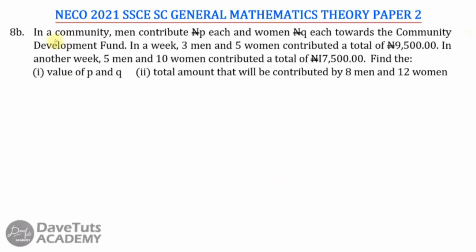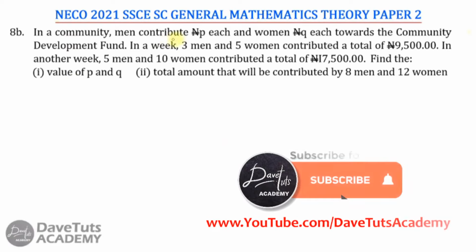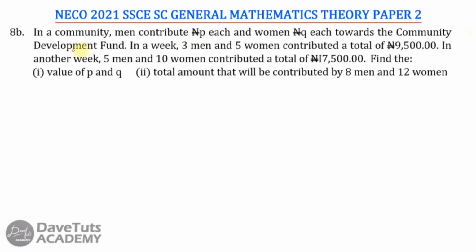In this word problem on equations, we are told that in a community, men contribute P naira each and women contribute Q naira each towards the community development fund. That's a good cooperative work. Now, in a week, you have 3 men and 5 women contributing a total of 9,500.